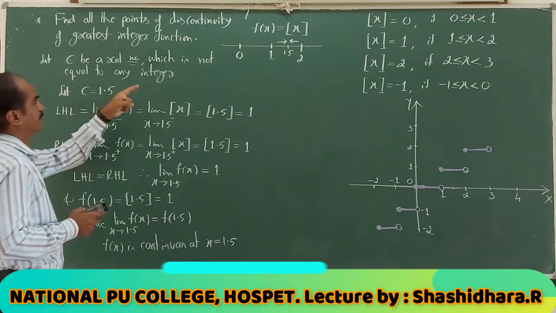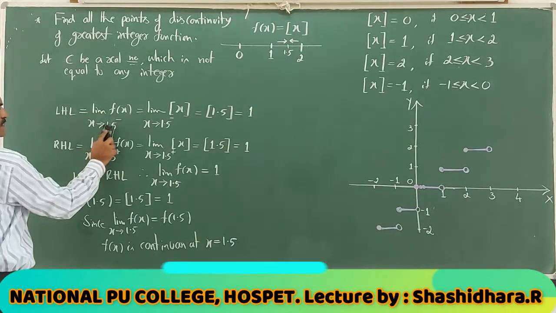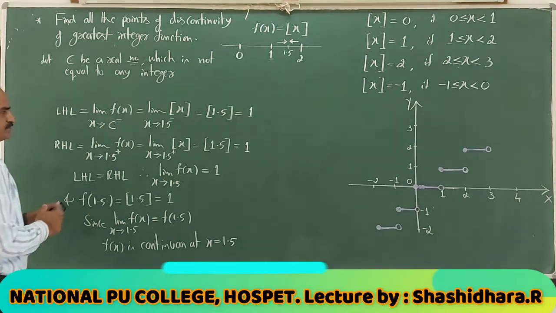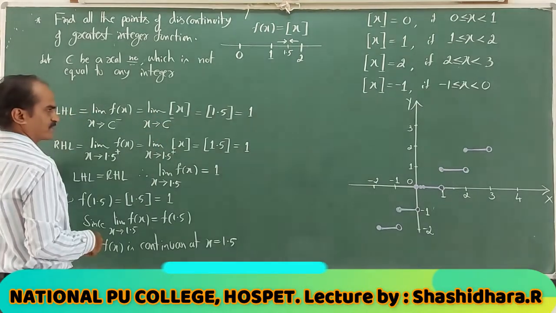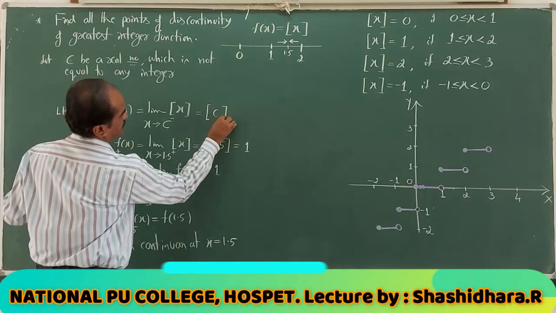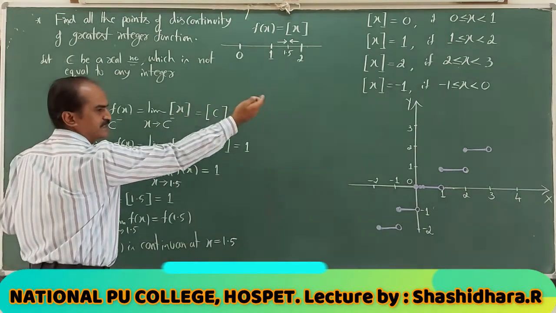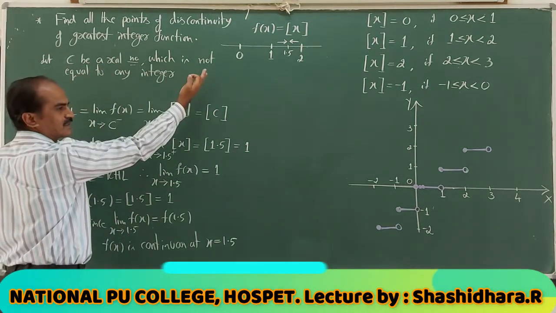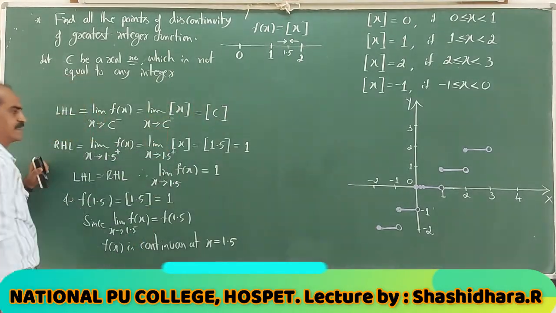Let C be any real number which is not equal to any integer. As x approaches C from the left side, the limit of the greatest integer of x is the greatest integer of C. Suppose C is 1.5, the greatest integer of 1.5 is 1. Since C is a real number which is not exactly an integer, by knowing that, we can write the result as the greatest integer of C.